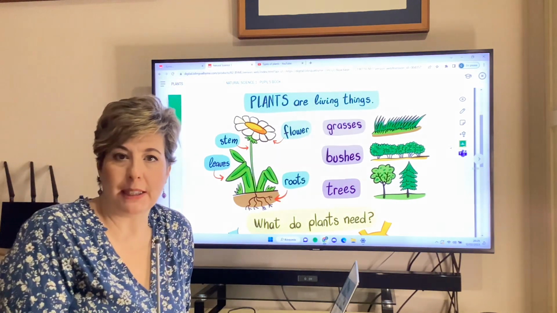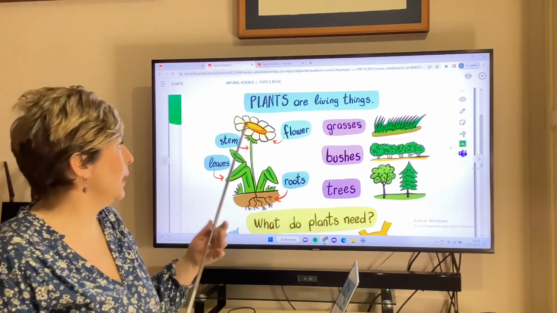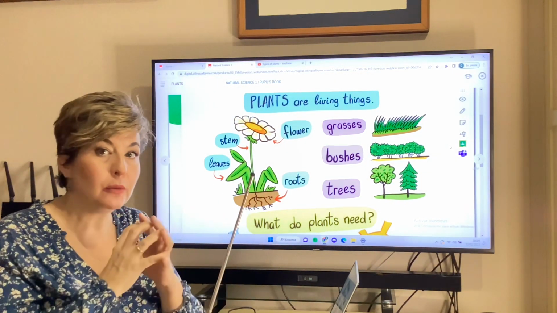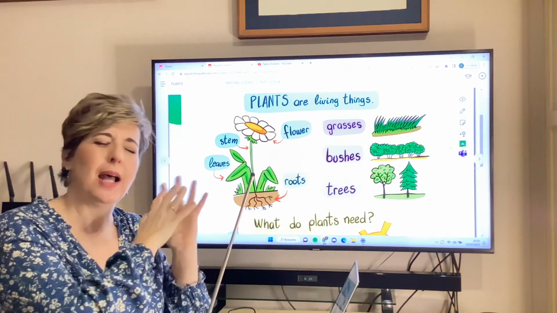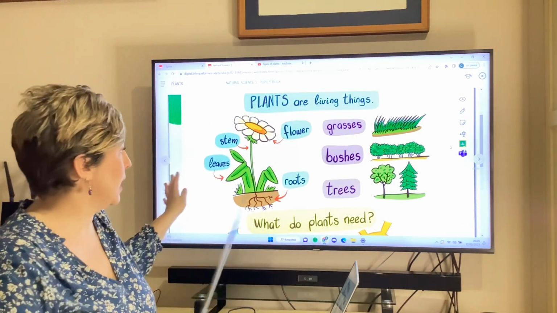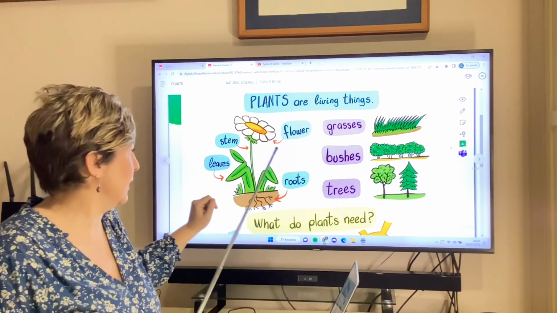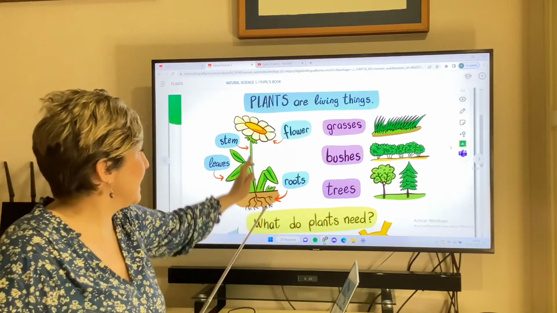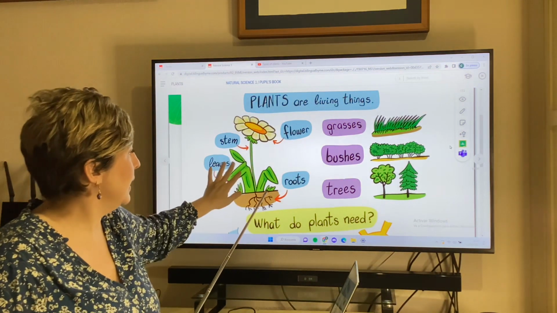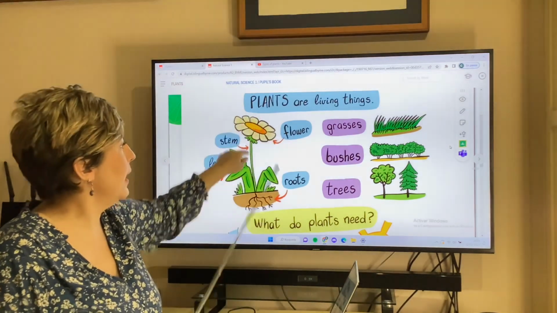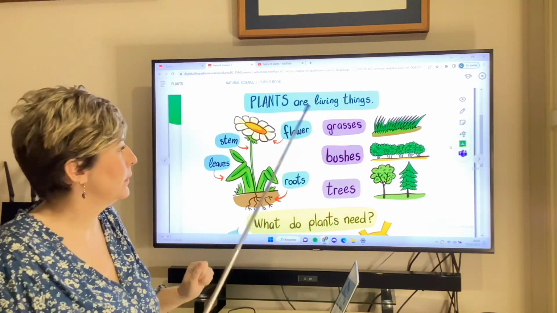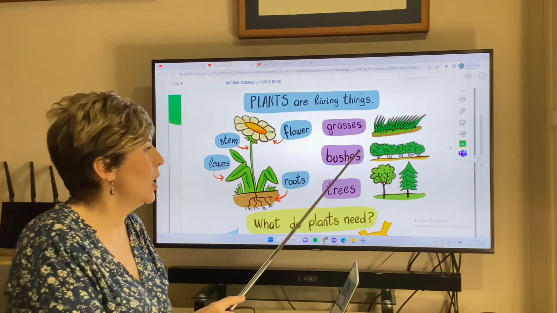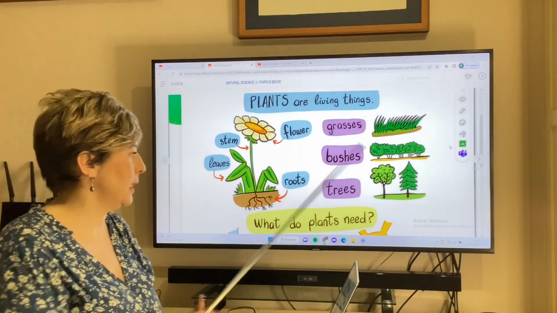So what have we studied in this unit? In this unit, we have studied that plants are living things because they are born, grow, reproduce, and die. We have also studied the different parts of the plant, the roots, the stem, the leaves, and the flower. We have studied 3 different types of plants: grasses, bushes, and trees.